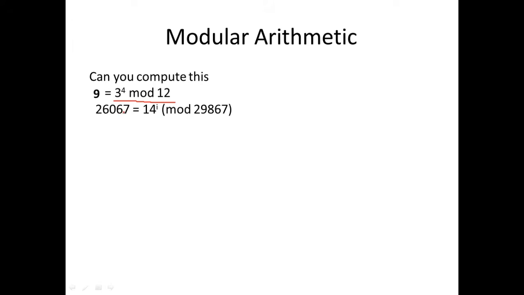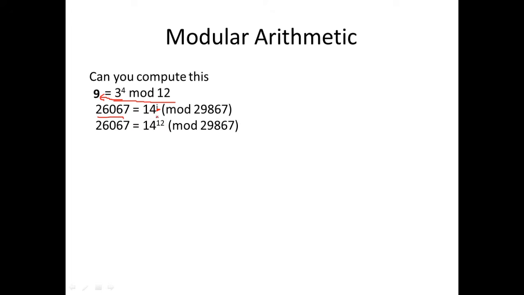Now can you tell me what the exponent i is here? Say 26067 is equal to 14 power i mod 29867. Can you tell me the value of i? So again, you might have realized the issue. The issue is it's very easy to compute the result given the exponent, but given the result, finding the exponent for very large numbers is very difficult. It's going to take a lot of time. It's not easy. So now we can say i is the discrete logarithm.